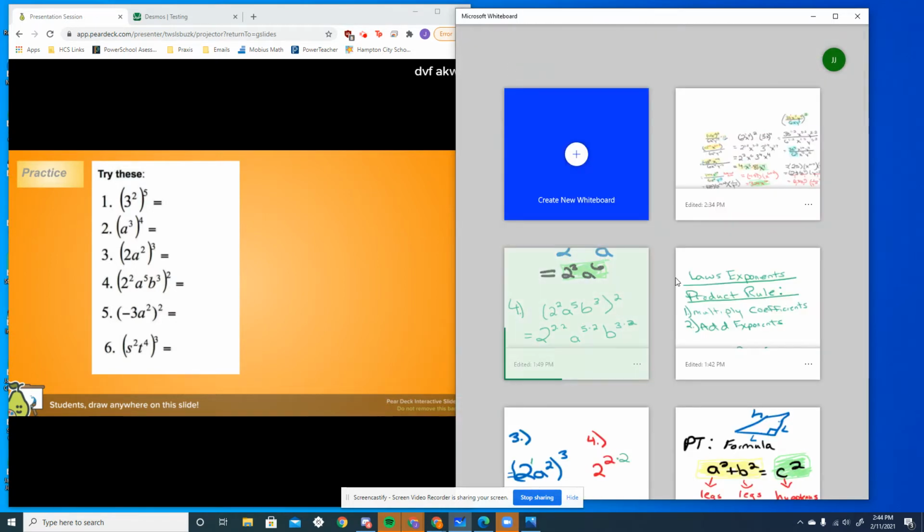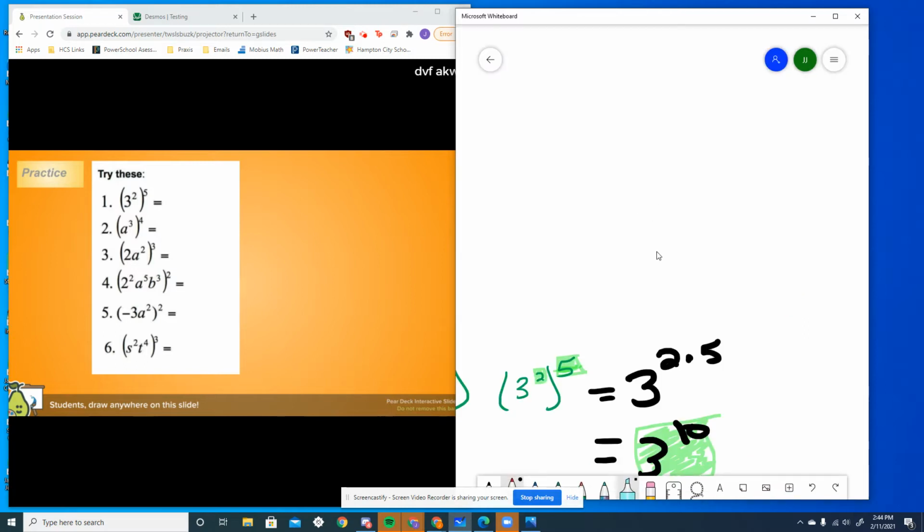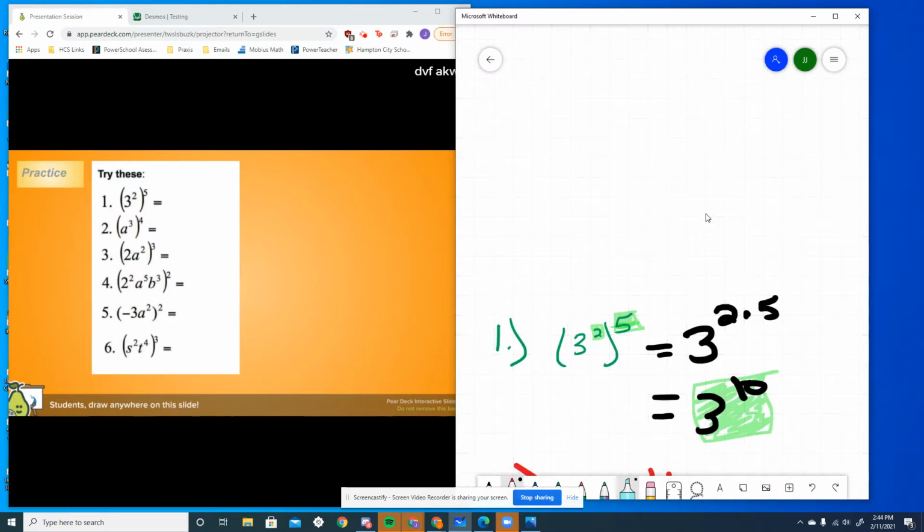We move on to these that we performed in class today. We had one where number 1 was 3 squared to the power of 5. Well, we knew we needed to separate it. 2 and 5 were both exponents, so I wrote 3, 2 times 5. Well, 2 times 5 is 10. So 3 is to the power of 10.